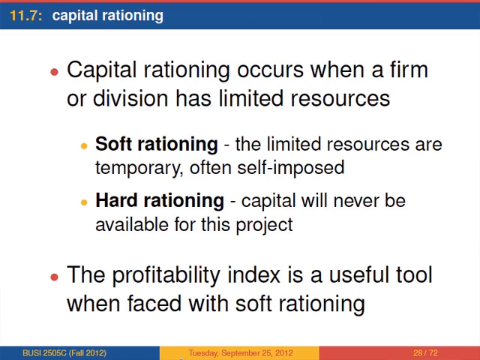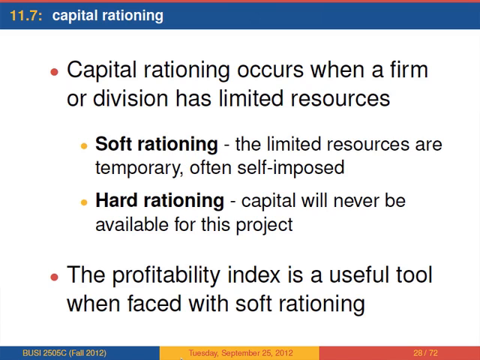So sometimes, if you work in a mega corporation and you're working in a certain division, you might have some positive net present value investments, but you have an artificial limit that your division's not allowed to have more than a certain number. Hard rationing is when it doesn't matter, you just can't get the money, right? Hard rationing is more a reality for smaller businesses.